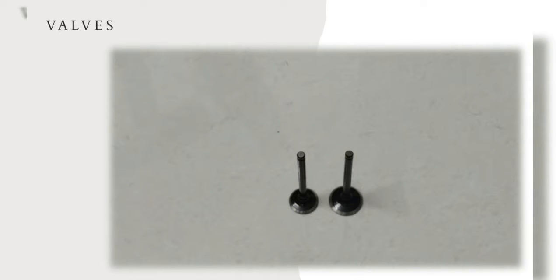The exhaust valve is used to let the exhaust gases out so that we can get more fresh air and fuel mixture into it to repeat the process. This is the main function of these two valves.